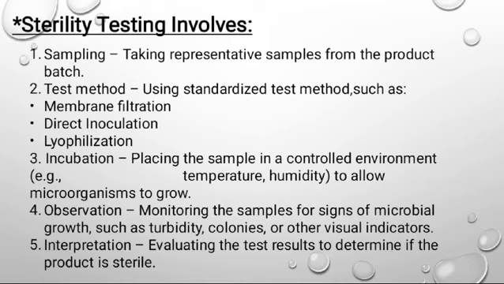Sterility testing involves, first, sampling, taking representative samples from the product batch. Second, test method, using standardized test methods such as membrane filtration, direct inoculation, lyophilization. Third, incubation, placing the samples in a controlled environment, for example temperature, humidity, to allow microorganisms to grow.